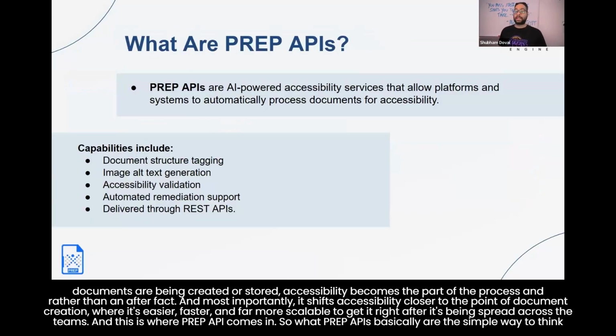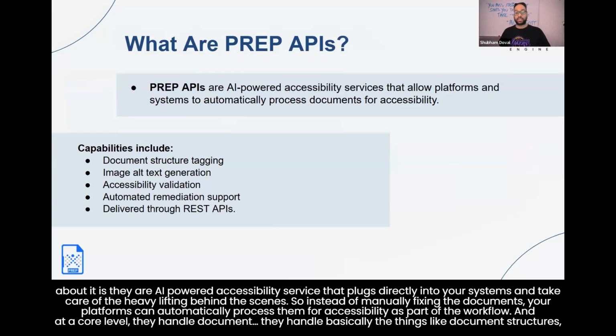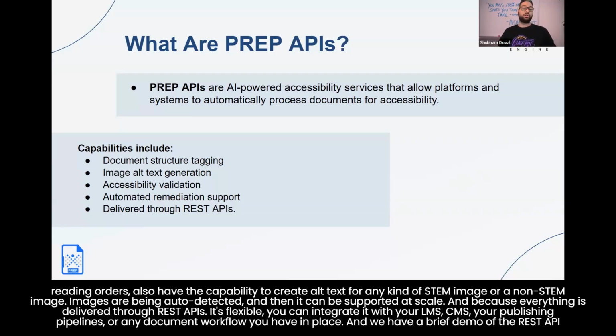And this is where Prep API comes in. The simple way to think about it is that it is an AI-powered accessibility service that plugs directly into your systems and takes care of the heavy lifting behind the scenes. So instead of manually fixing the documents, your platforms can automatically process them for accessibility as part of the workflow. At a core level, they handle things like document structure and reading order, and also have the capability to create alt text for any kind of STEM image or non-STEM image. Images are auto-detected, and then it can be supported at scale.